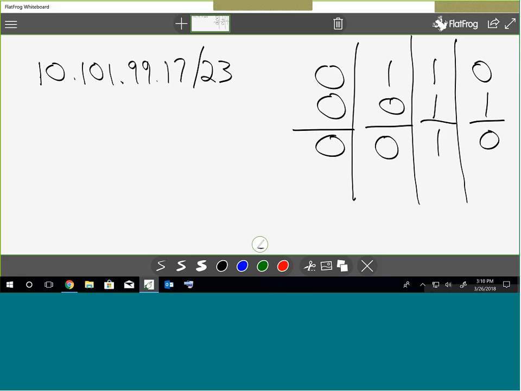ANDing is not multiplication, but guess what? If you multiply the two numbers by each other, you're going to get the result that ends up being what happens when you AND them. So if you see here, the only way you're ever going to get a 1 is if it's a 1 and a 1 together. Why is this important? Because what is a /23? It's 255 dot what? 254.